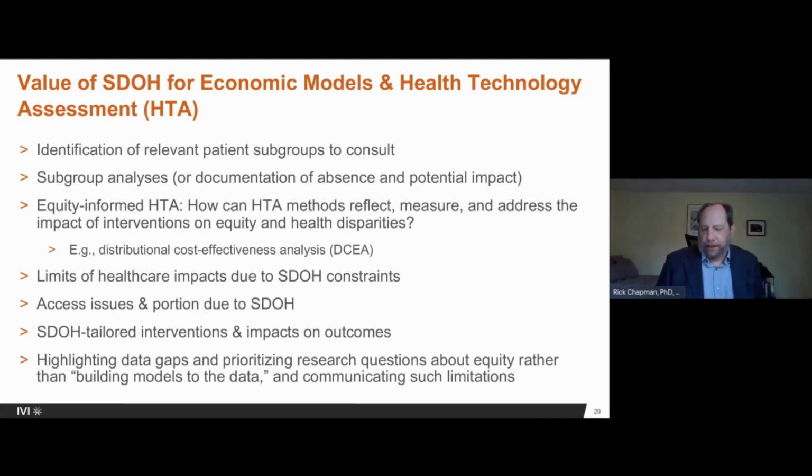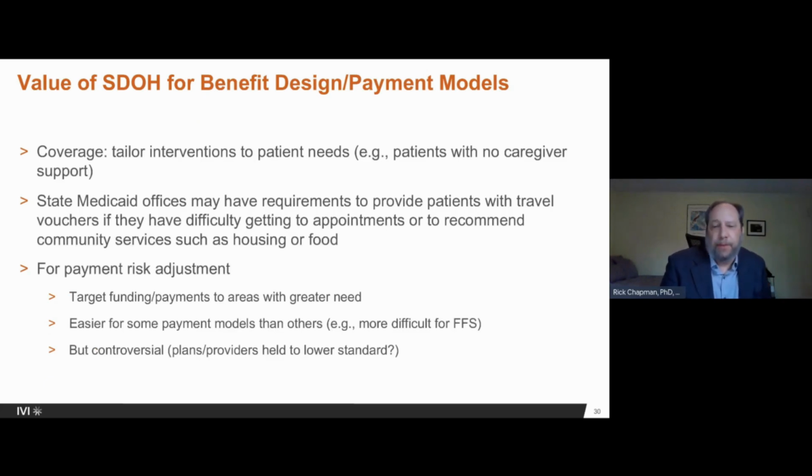And then I think it's also useful for those who are thinking about benefit design or different payment models. And I think we've seen this a lot recently. Coverage that's trying to tailor intervention to patients' needs, so that, for example, if they're patients with no caregiver support, healthcare providers can try to make some provisions for that, rather than patients having to go home on their own. We've also seen state Medicaid offices which have put in place requirements that patients get travel vouchers so that they can get to their appointments. That access to appointments is no good if you don't have a way to get to them.